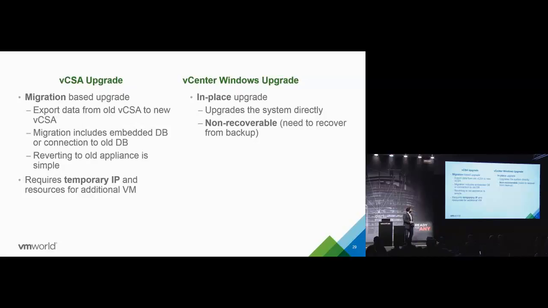For Windows, you upgrade in place. One of the benefits of the migration-based upgrade is that you are able to go back to your previous appliance whenever. If something goes wrong during the migration, that appliance is always there for you to go back to. The only caveat is that you have to have enough resources, both in terms of networking and hardware, to stand up another VC to do this migration. For vCenter Windows, the upgrade is in place but non-recoverable. For both, I would highly recommend backing up your environment prior to the upgrade, and for Windows especially, because if you want to get back to your previous version, you would need to do a restore from your backup.